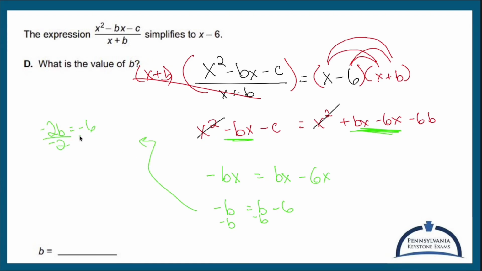Divide by negative 2, divide by negative 2, and b is going to equal 3. That was a very difficult problem. I didn't like it. Not at all.